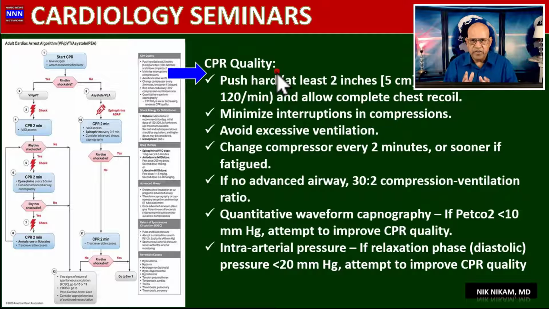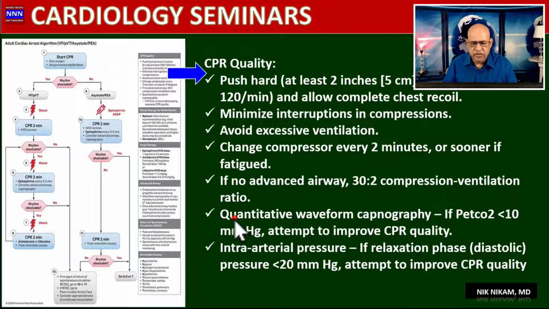Change compressors every 2 minutes. If no advanced airway, use compressions at a ratio of 30 to 2. So if you are the only person there, you do 30 compressions, 2 breaths, 30 compressions, 2 breaths. You just memorize this. It may look stupid, but you want to get through this ACLS course. It's kind of annoying, taking this ACLS course every 2 years, but you have to do it.